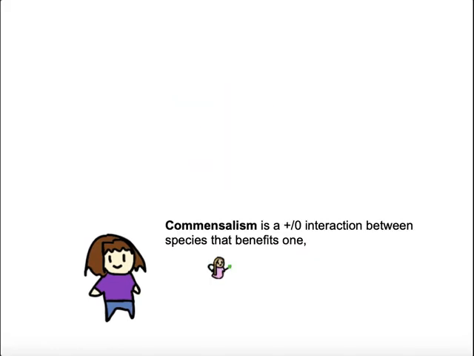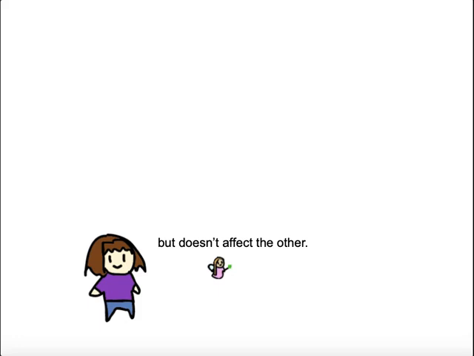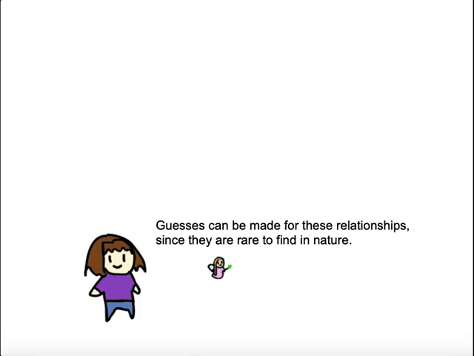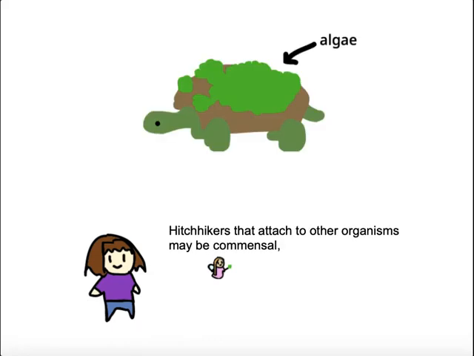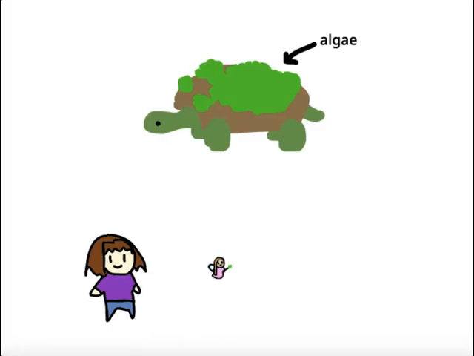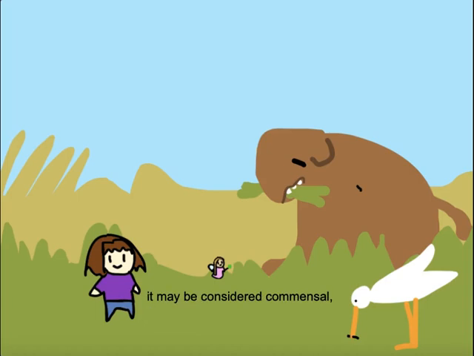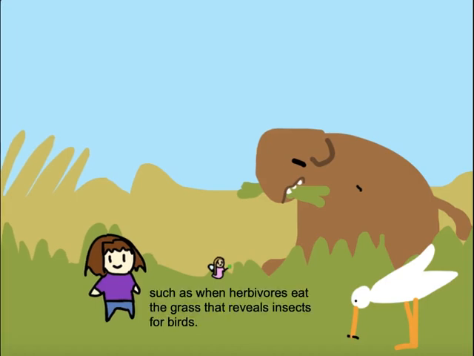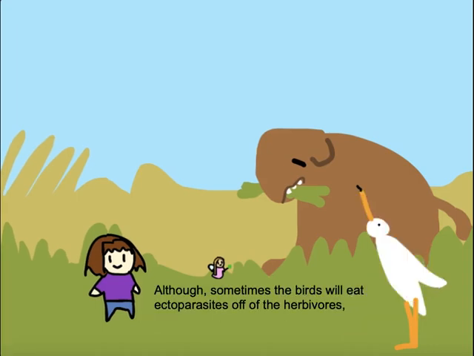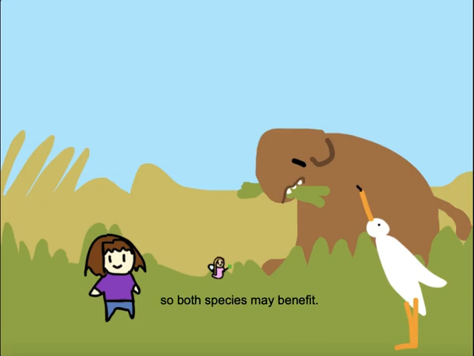Commensalism is a plus-neutral interaction between species that benefits one, but doesn't affect the other. Guesses can be made for these relationships, since they are rare to find in nature. Hitchhikers that attach to other organisms may be commensal, though reproductivity may be hindered. In a situation where one species exploits a resource for another species, it may be considered commensal, such as when herbivores eat the grass that reveals insects for birds. Although, sometimes the birds will eat ectoparasites off of the herbivores, so both species may benefit.